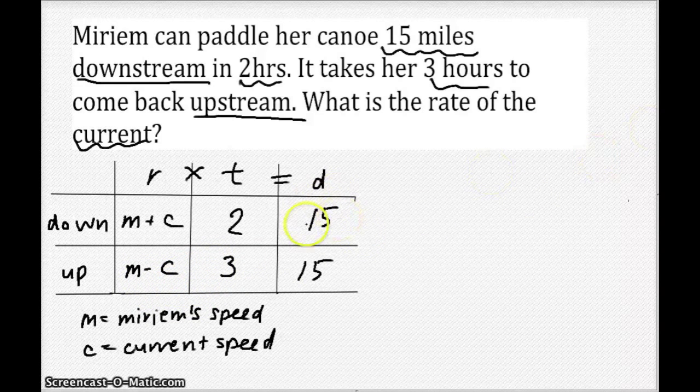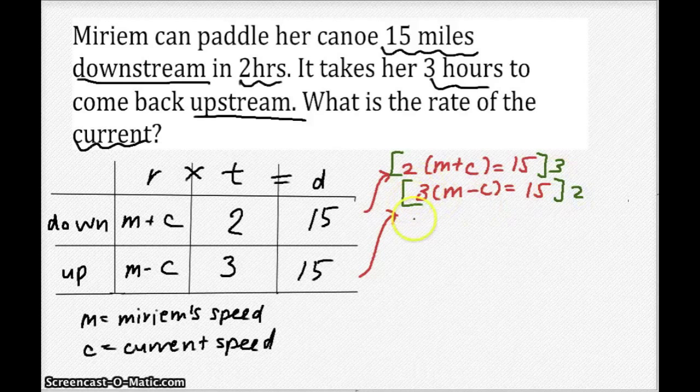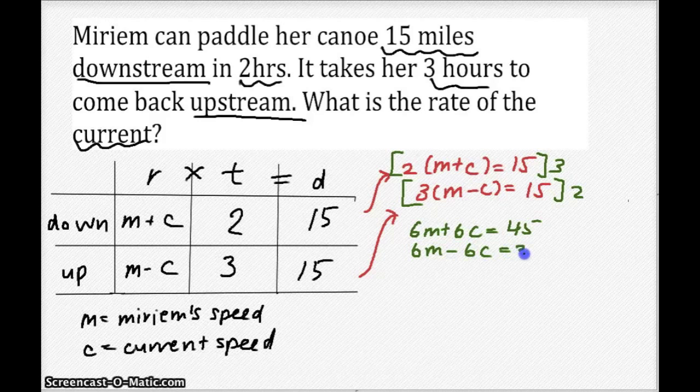So then we can use these two rows to make two equations. So this one is 2(m plus c) equals 15. And the second one is 3(m minus c) equals 15. And now we have two equations. So this is like what we've been doing in the previous video. We can either use elimination or substitution, and I would probably go for elimination because it's already in this form. So I'm going to multiply this by 3, and I'm going to multiply this by 2 to make the 6c cancel out. So I'm going to multiply the first one, and we get 6m plus 6c equals 45. And the second one, we get 6m minus 6c equals 30.